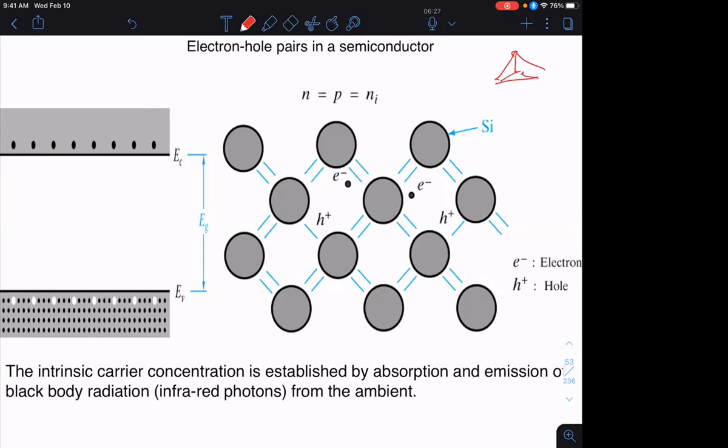So in 3D, you have atoms at the apexes, and then you have an atom in the middle, and then you have these 4 covalent bonds. Here I'm showing it in a flattened out version in a 2-dimensional format. So every atom is surrounded by 4 nearest neighbor silicon atoms. And these double lines indicate these 4 covalent bonds made up of 2 electrons, one from this atom, one from the neighboring atom.